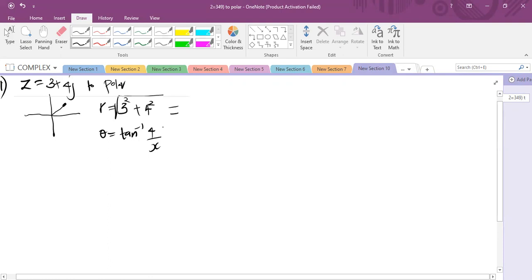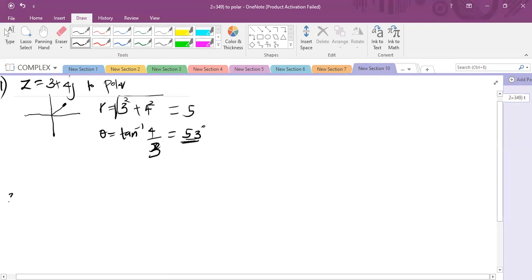So what will this give us? This will give us 5. And for theta, this is 4 over 3, not x. If we evaluate tan inverse of 4 over 3, this will give us roughly 53 degrees, because I don't have a calculator. So yeah, 53 degrees.